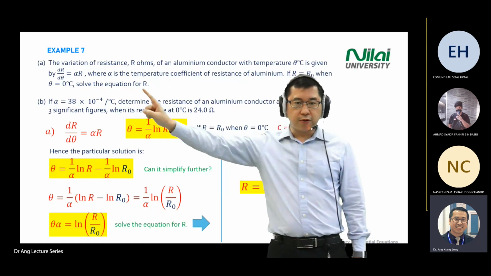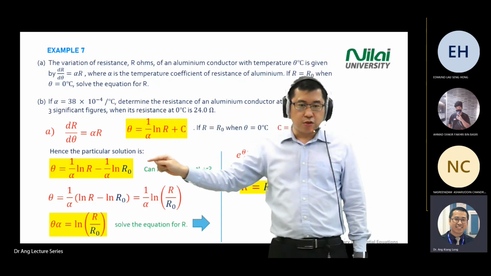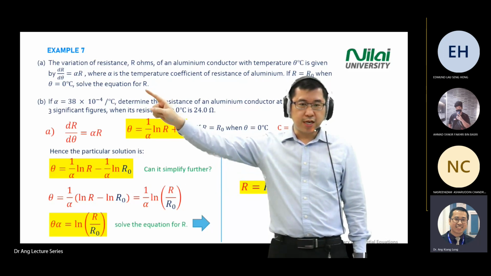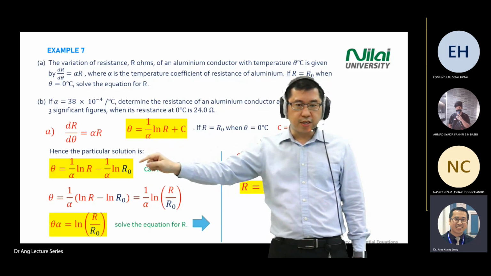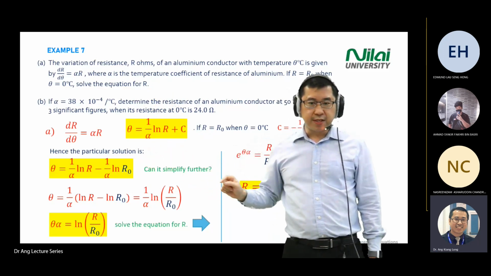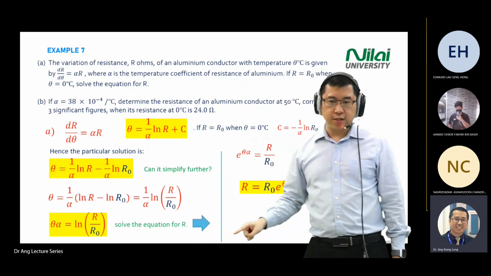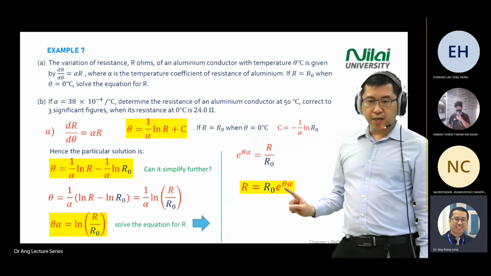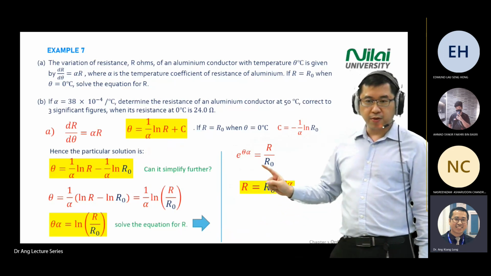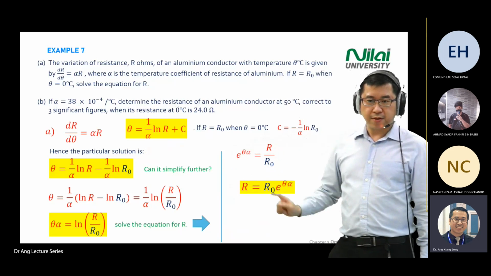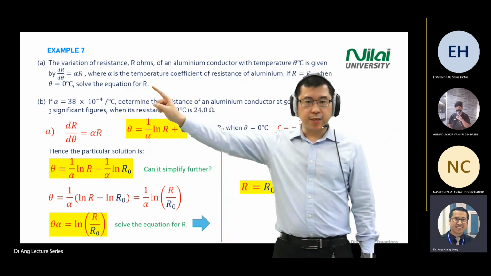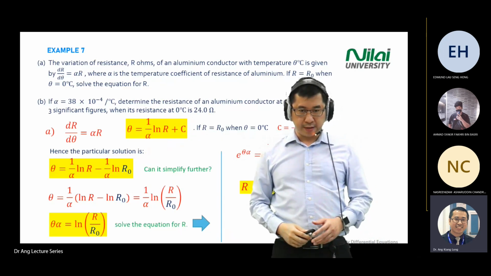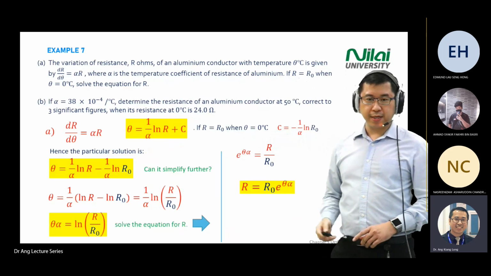Solve the equation for R means once you get one equation, rearrange the equation according to the question. The question asks you to solve for R, meaning you rearrange this equation and put your R on the left hand side. So these are the steps: you rearrange, and you arrange it here. R equal to R naught e power theta alpha. So you move this to the left hand side, and you get your R. These are the keywords that are important for you to score some marks for your coming test 1 and also the final exam. Okay.